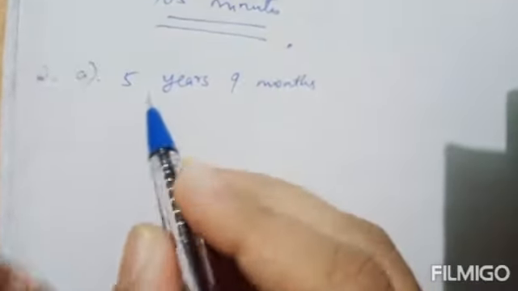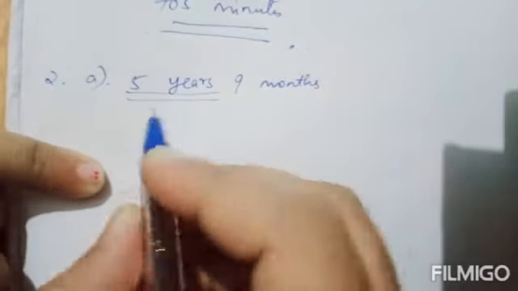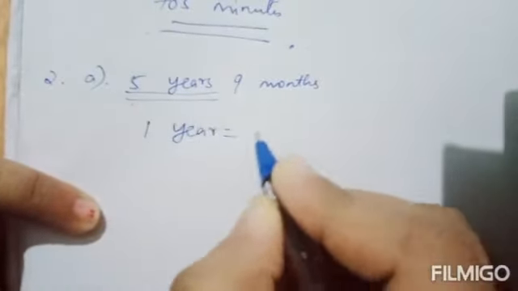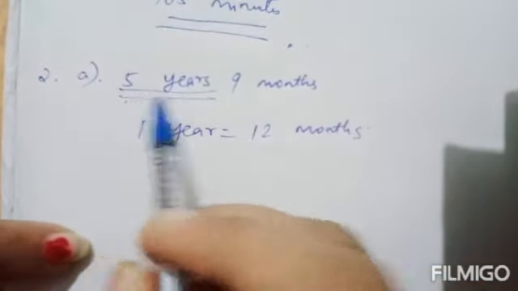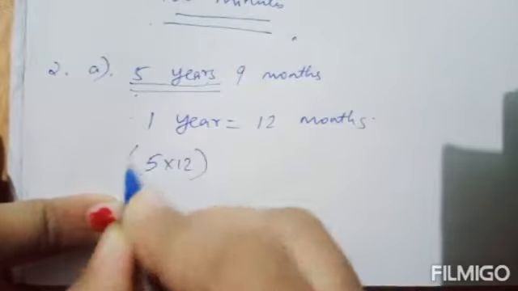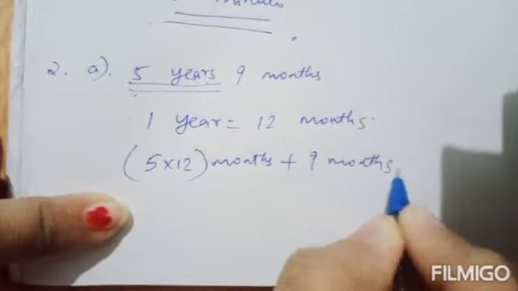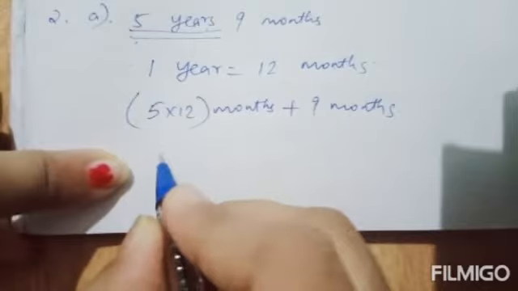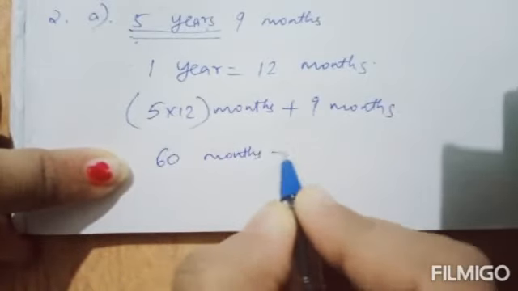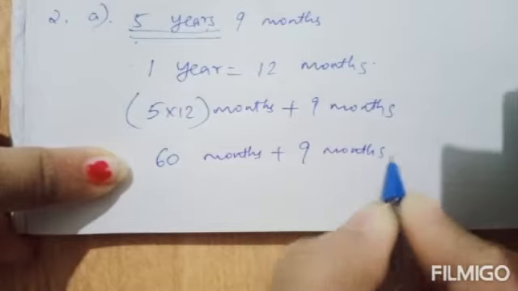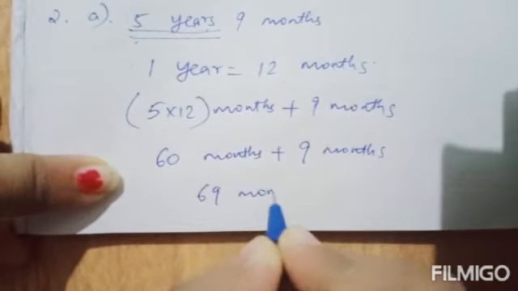Second question, convert in that A, 5 years, 9 months into months. Okay, so this 5 years you have to convert to months. So 1 year equal to 12 months. This you know. So in order to convert years to months, just multiply by 12. So 5 years will be 5 into 12 months. Plus here 9 months it is given, so that you have to add. Okay, now 5 into 12, it is 60 months plus 9 months. So 60 plus 9, it is 69 months.